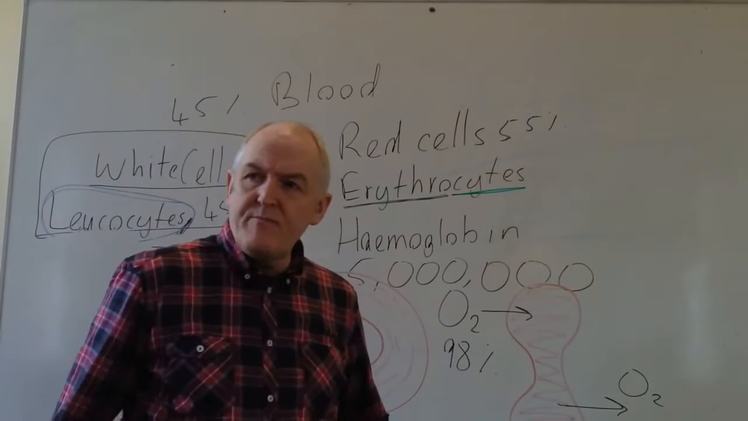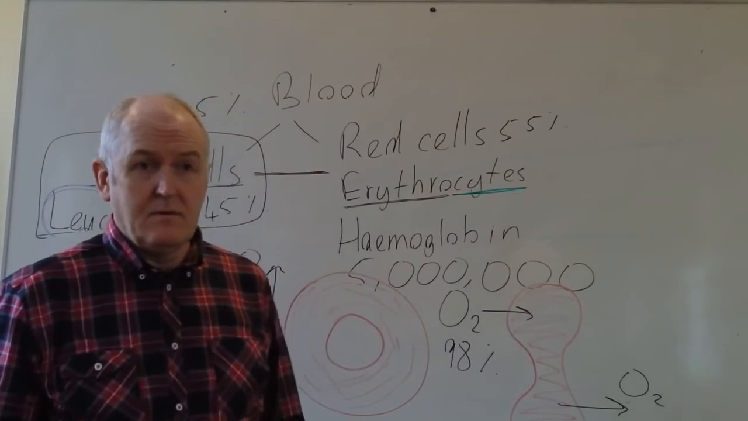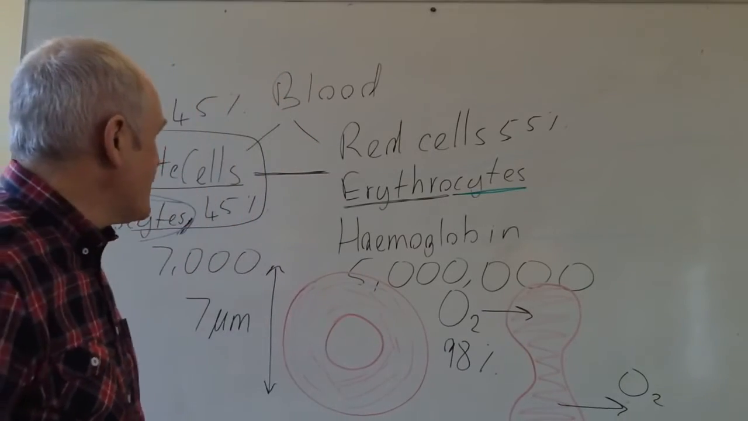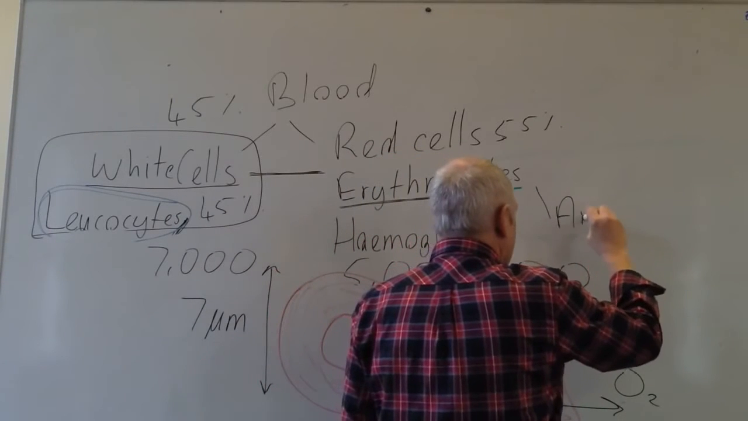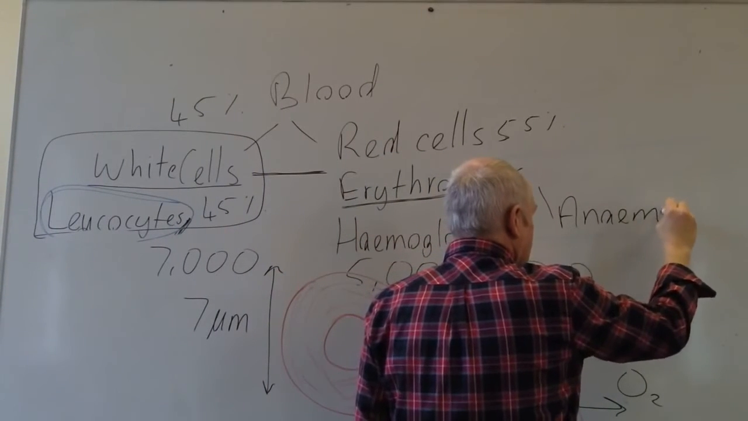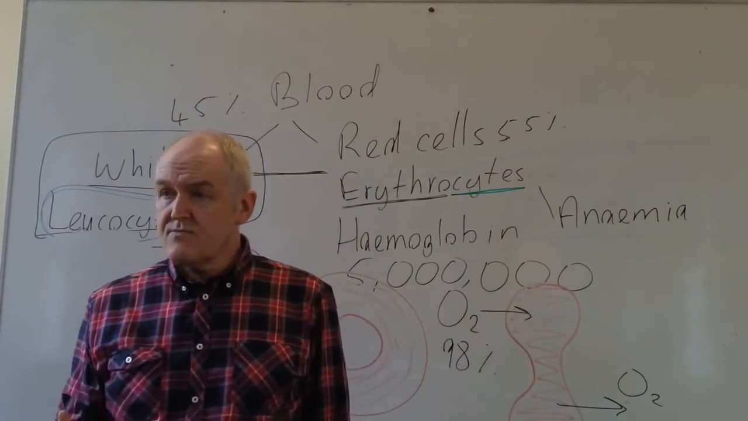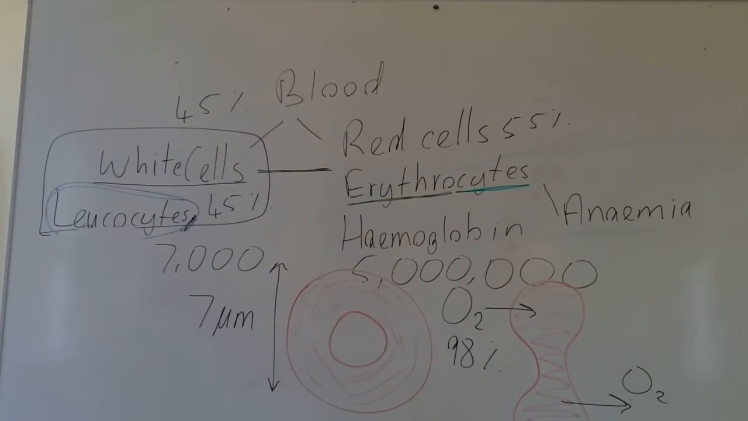Now, it's very important to know about these because the numbers can go up or down of different types of cells. So if there weren't enough red cells, can you see that could cause anemia? Does that make sense? You need the red cells to carry the oxygen. That could cause anemia.